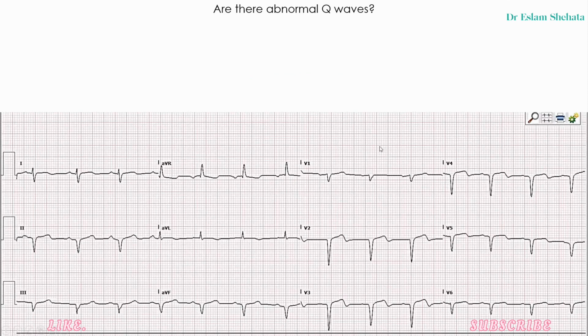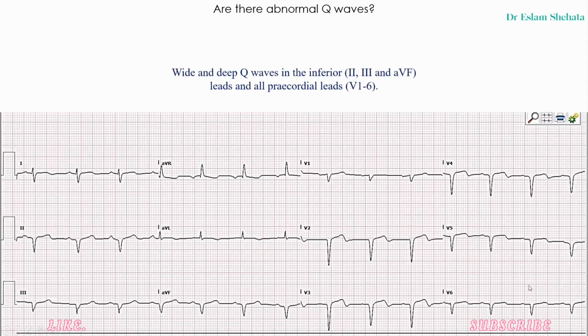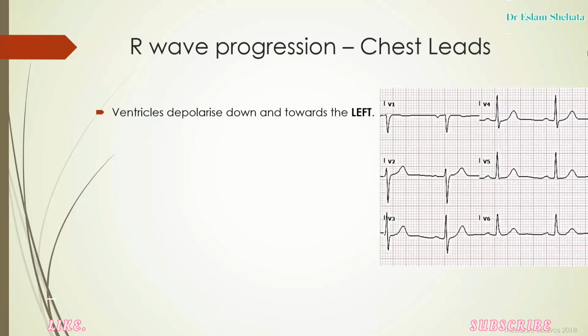What about this ECG? Well, that's a Q wave, and that's wide and certainly more than 2 millimeters deep. That's a big Q wave. That's a big Q wave. And all through these chest leads, we've got big Q waves. So there are a lot of abnormal Q waves in this ECG, all through the inferior leads, 2, 3, AVF, and all of the chest leads. This is bad news for your patient.